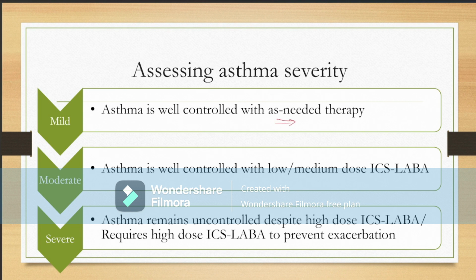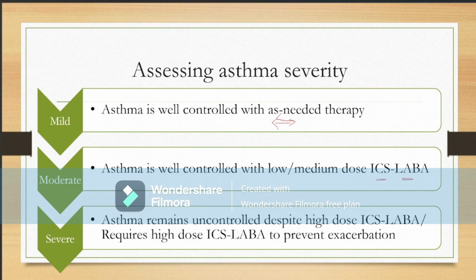What do you mean by asthma therapy? I will come to it later on. The child has moderate asthma when the child is well controlled with low dose inhaled corticosteroid with long acting beta agonist. And what do you mean by severe asthma?